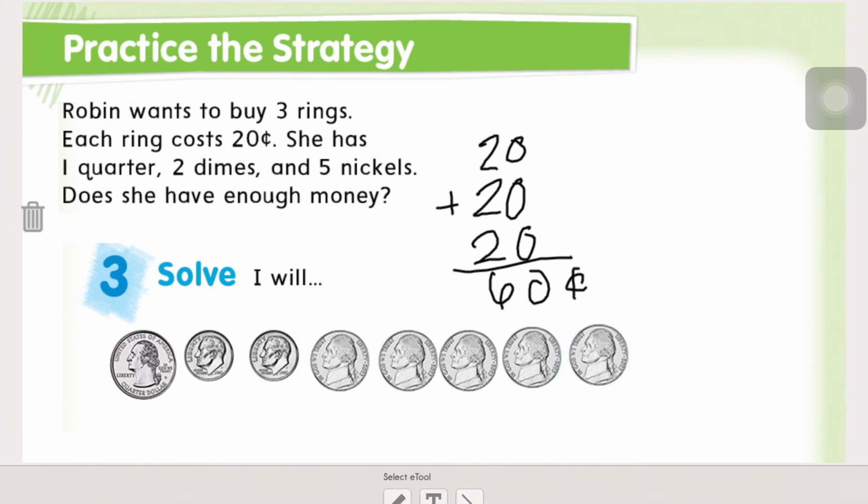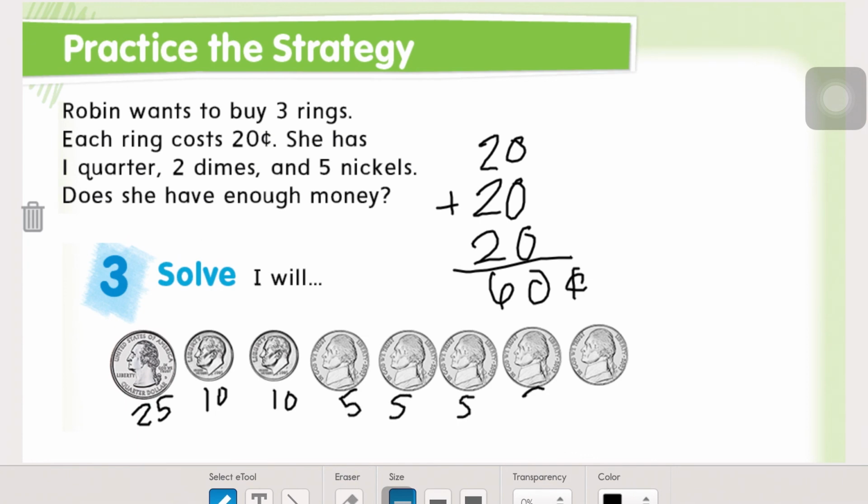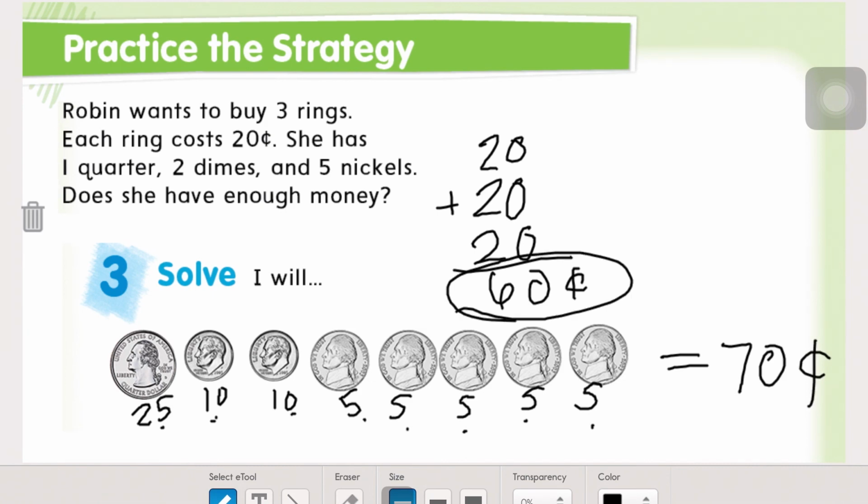Okay, so that gives us 25, 10, 10, 5, 5, 5, 5, 5. 25 plus 10 is 35, 45, 50, 55, 60, 65, 70. So she has 70 cents. And she wants to buy 3 rings for 60 cents. Well, 70 is greater than 60, so she does have enough money to buy those 3 rings.